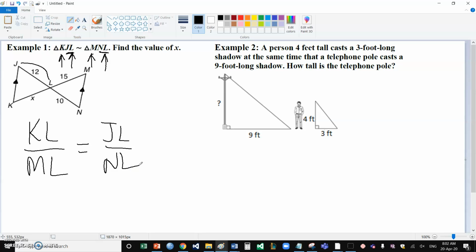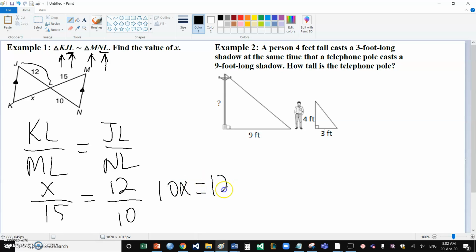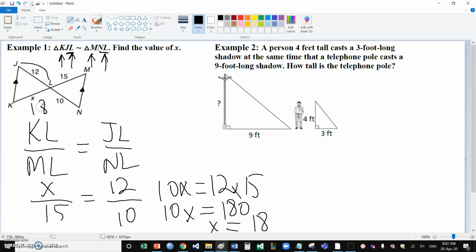Let's substitute. KL is x, ML is 15, equals JL is 12, and LN is 10. So 10x equals 12 times 15, which is 180. That means x equals 18. Alright? Pause the video and redo this yourself.